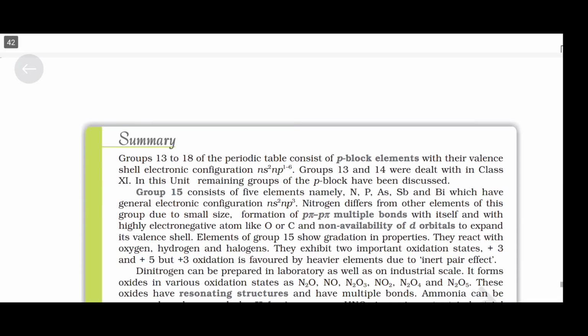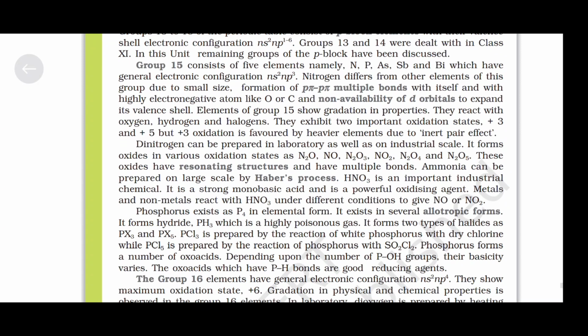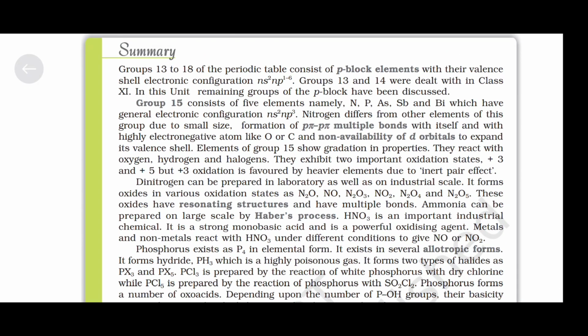Group 13 to 18 of the periodic table consist of p block elements with their valence shell electronic configuration ns2 np1 to 6. Group 13 and 14 were dealt with in class 11th. In this unit, remaining groups of p block have been discussed.